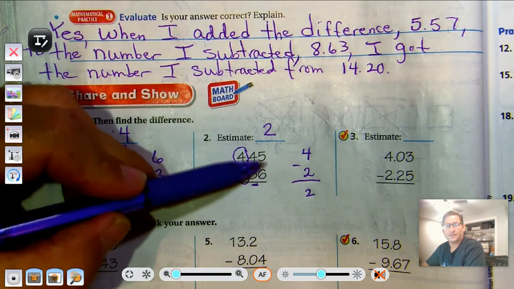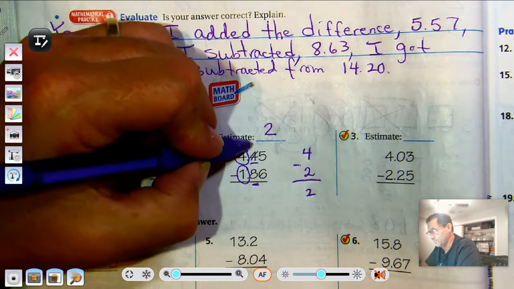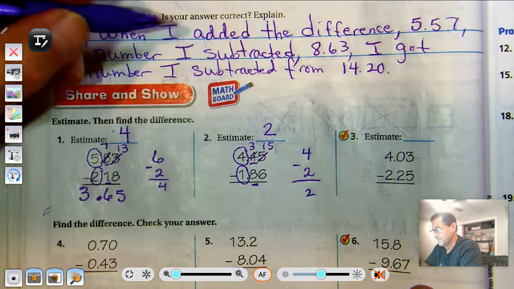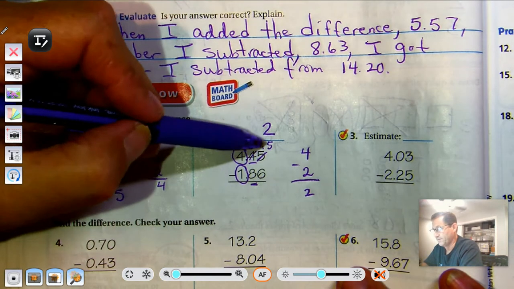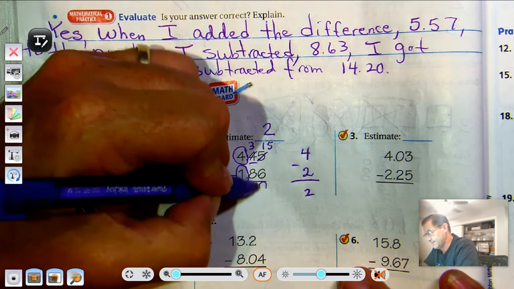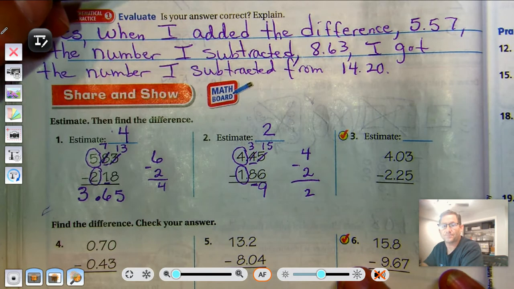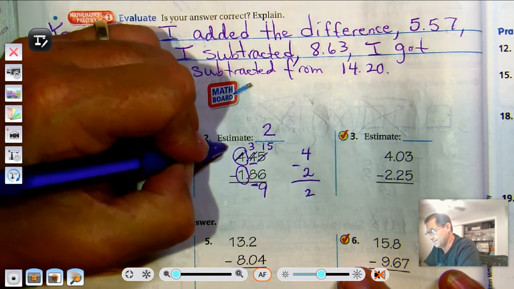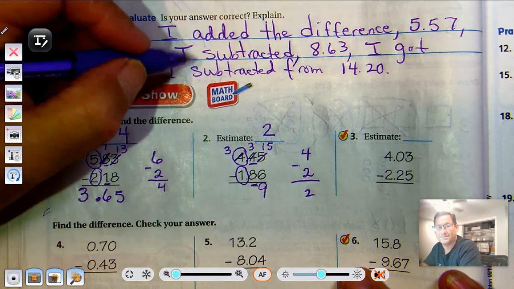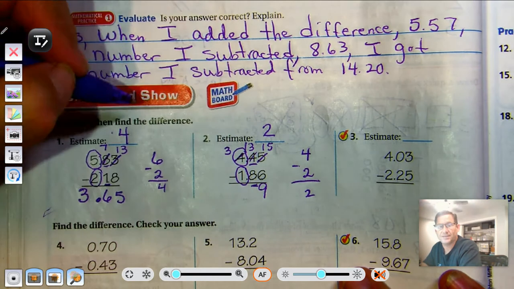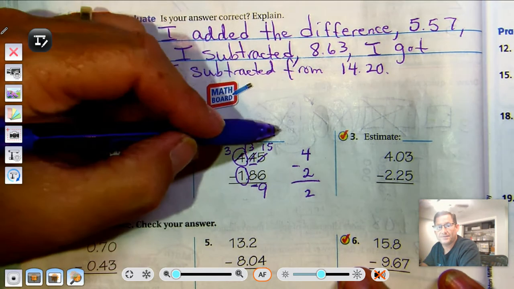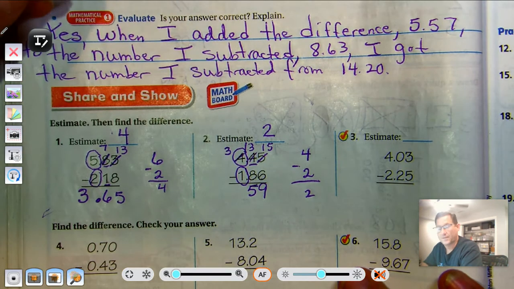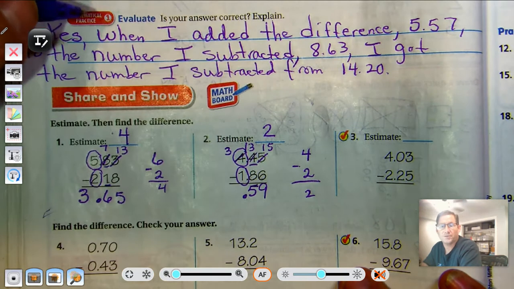6 hundredths taken from 5 hundredths. Can't do that. Let's regroup from the tenths. Let's give 10 more hundredths to the hundredths. So 15 hundredths take away 6 hundredths is 9 hundredths. I can't take 8 tenths from 3 tenths, so let's borrow from the ones. And let's give 10 tenths to the tenths. So 13 take away 8 is 5. 5 tenths. We're finished with the decimal portion of our subtraction problem.